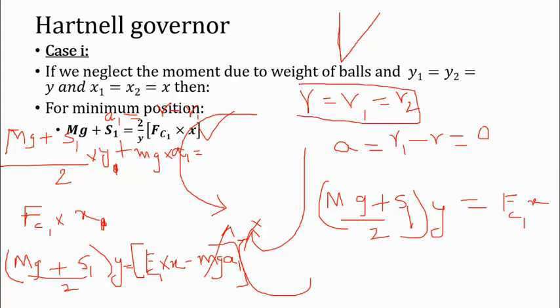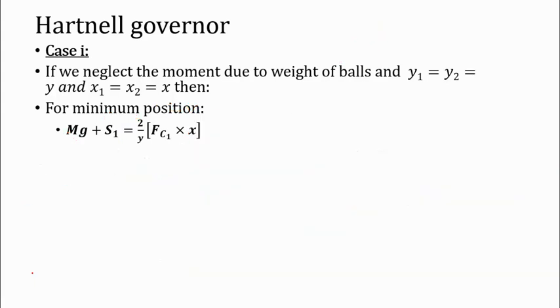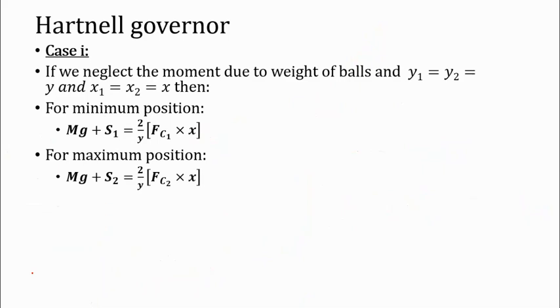Okay. So when y1 equal to y2 is equal to y and x1 equal to x2 is equal to x, then r is equal to r1 equal to r2, all three. Okay. Similarly, for maximum position also, mg plus capital S2 is equal to 2 by y into fc1 into x. It comes out like this.